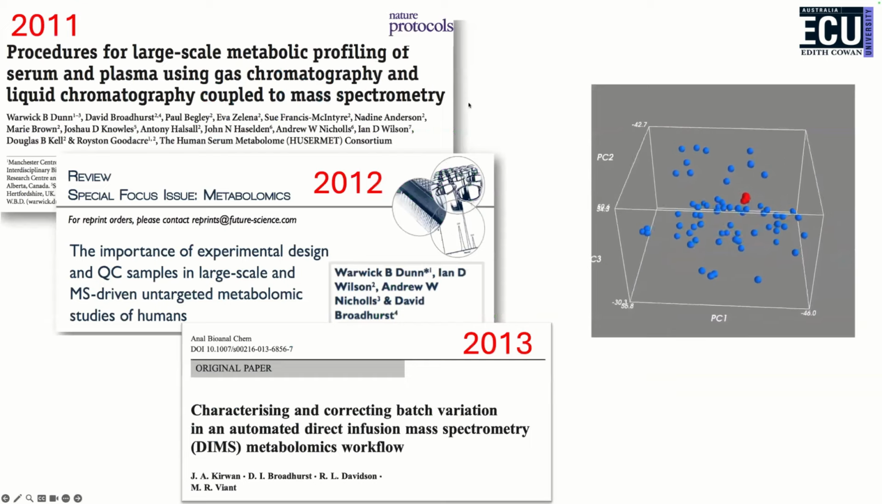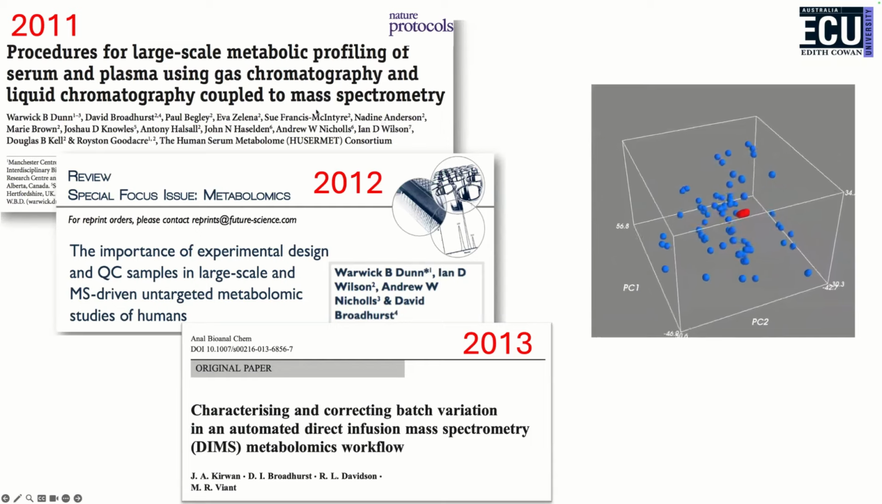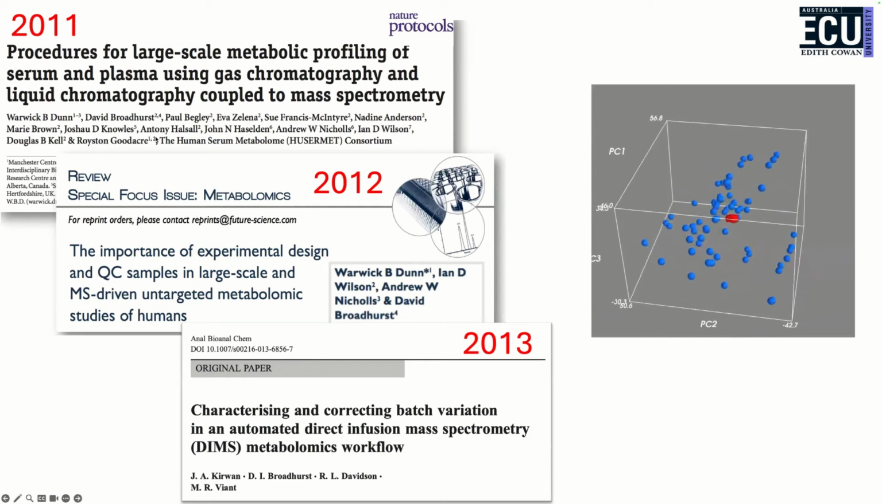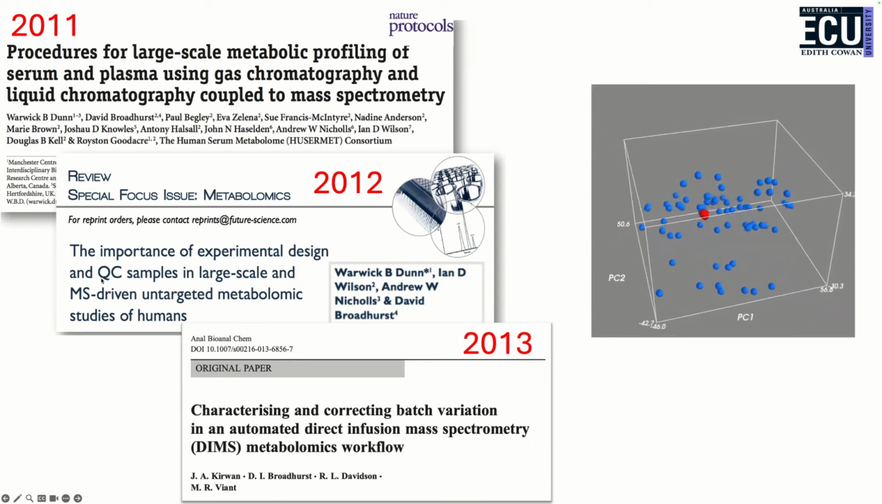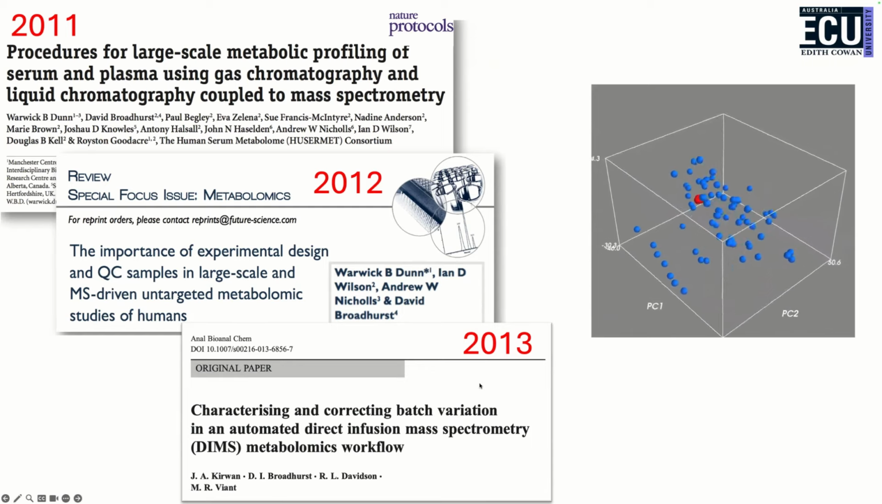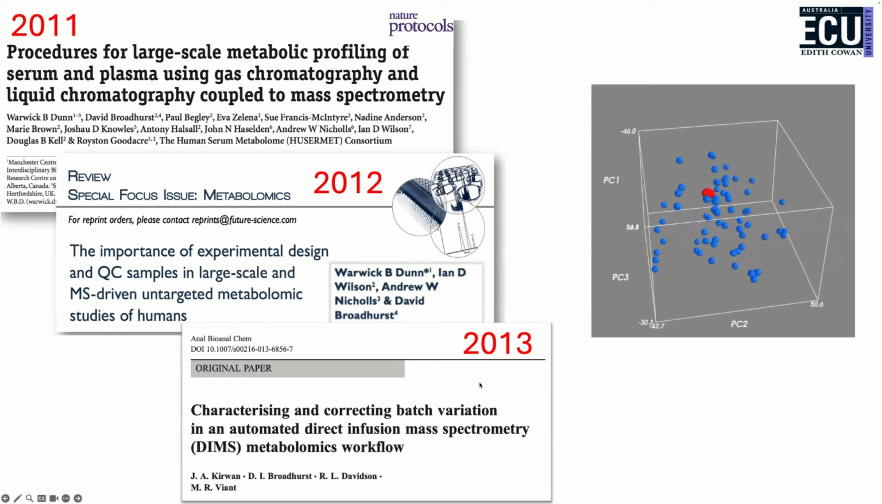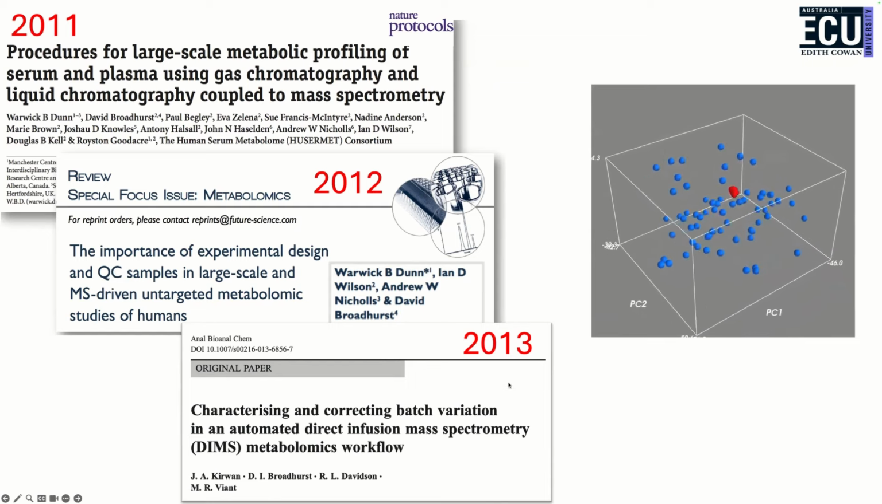So this ended up in multiple papers. The big paper was the Nature Protocols paper from the Hughes project in 2011. And then there was a series of papers, particularly looking at explaining why QCs were important. And then finally, the algorithm, which is pretty much implemented now in this software, was first published in 2013.